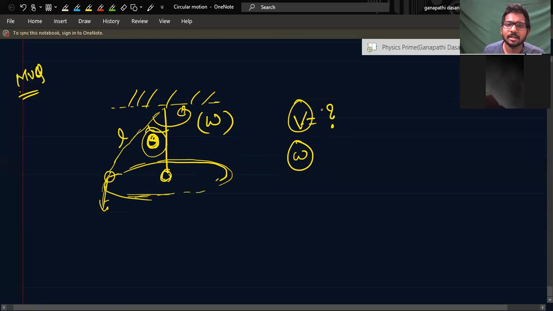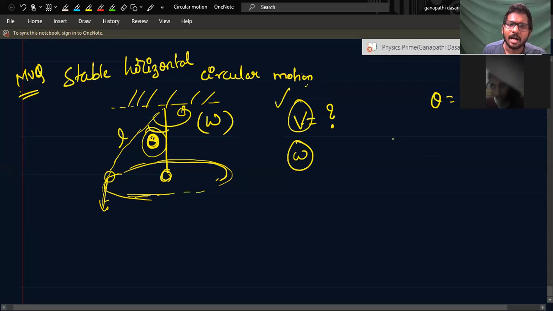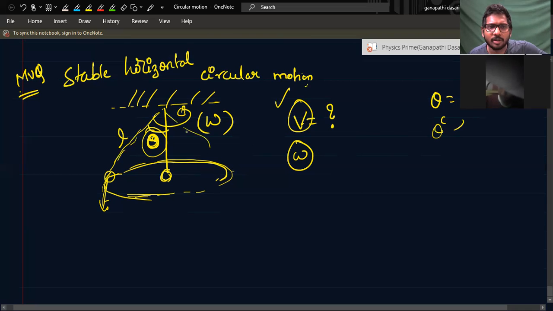The bob does not have any mass. Two questions can be asked. Velocity is given, theta is asked: what is the theta with which it is going in a stable horizontal circular motion? Otherwise, theta is given and you find the velocity, so you can relate both of them. This is also called a conical pendulum kind of question. It will form a cone.